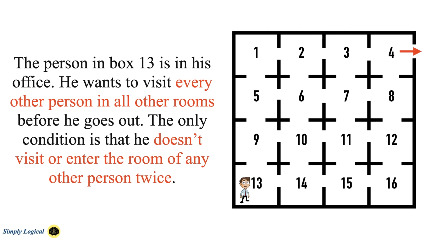Let me repeat the puzzle. The person in box 13 is in his office. He wants to visit every other person in all other rooms before he goes out. The only condition is that he doesn't visit or enter the room of any other person twice. This puzzle seems complicated to many people who attempted to solve it. However, this riddle requires you to focus on minute details before approaching the solution.